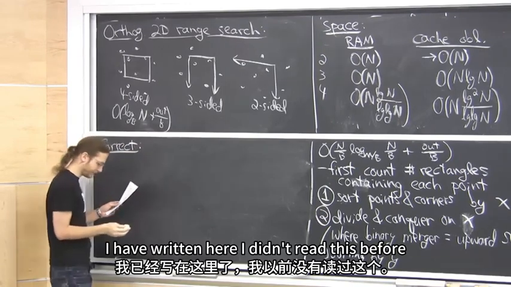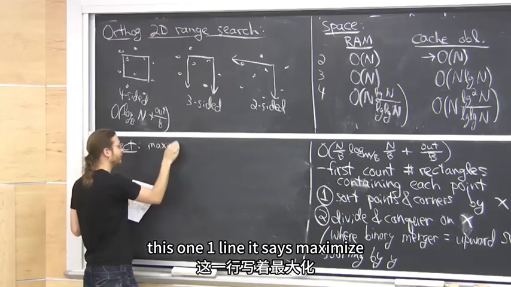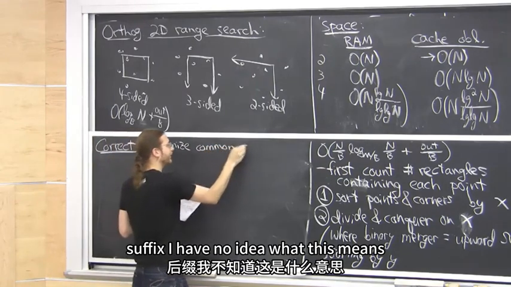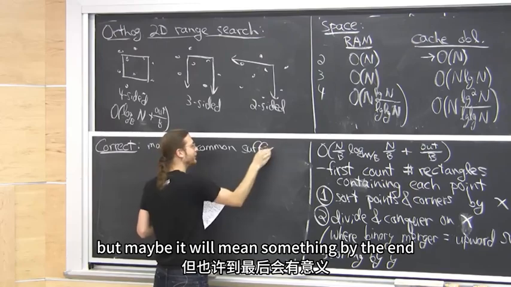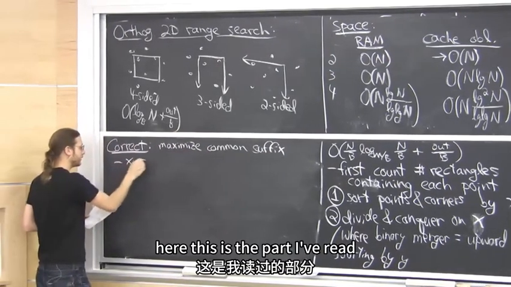I have written here, I didn't read this before, this one line. It says maximize common suffix. I have no idea what this means, but maybe it will mean something by the end. Let's see. Okay. Here, this is the part I read.